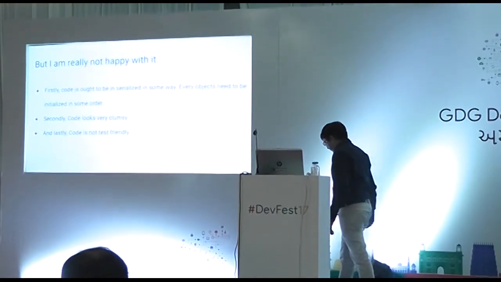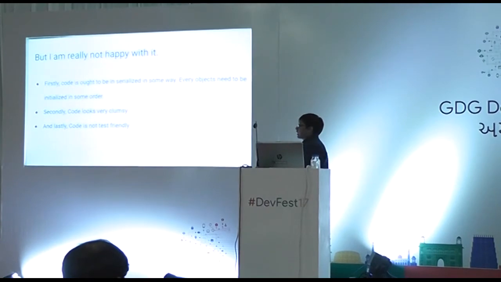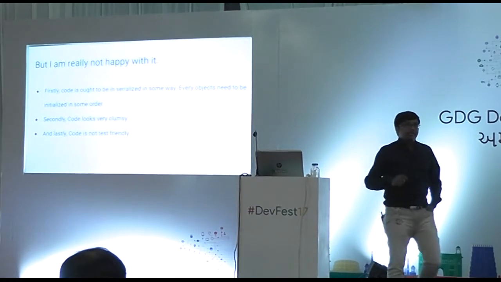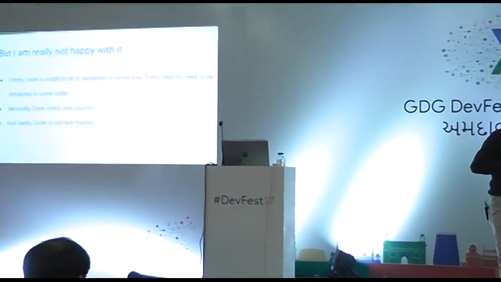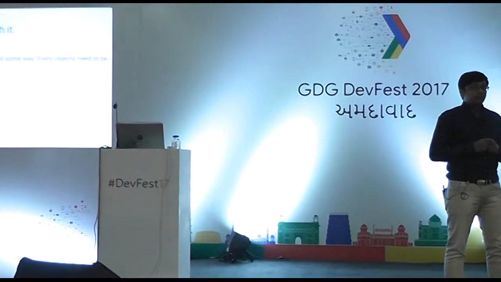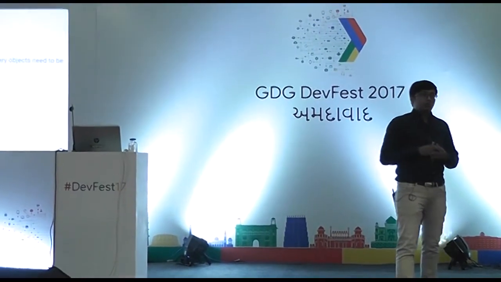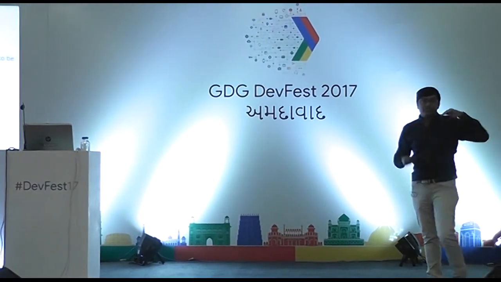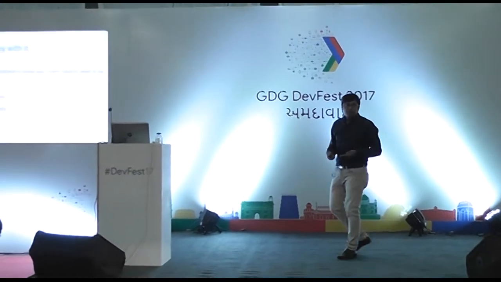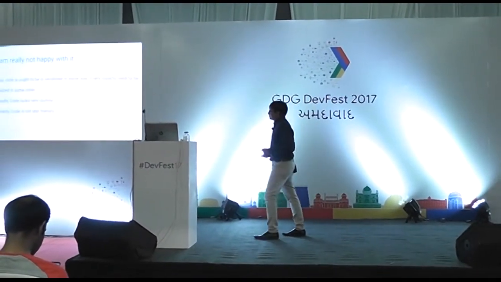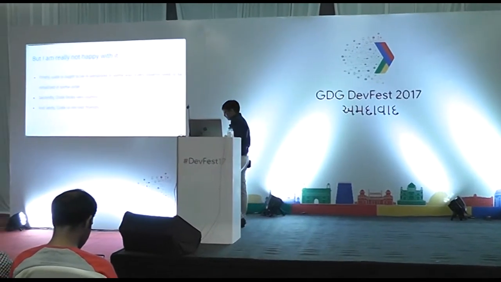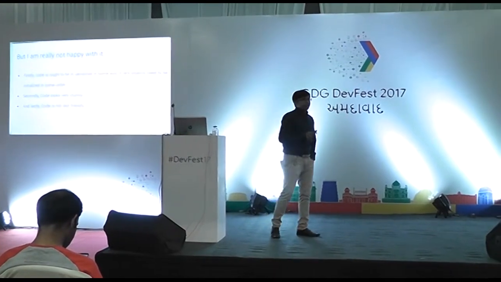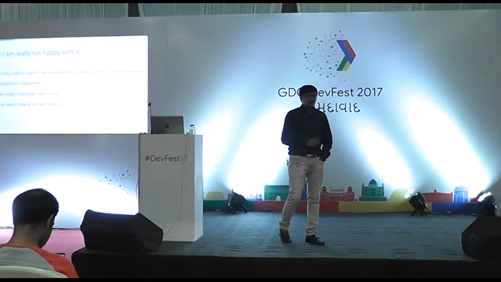So I'm not happy. First is because my code is so typically written that I need to initialize each and every dependency in the same order. I cannot rearrange the code, like I cannot initialize OkHttp above or say the JSON builder later, because it won't compile my code. Second is the code is very clumsy, as I said. Third is the code is not test friendly. Kapil already explained how to write test cases and all. So my current application is not test friendly.